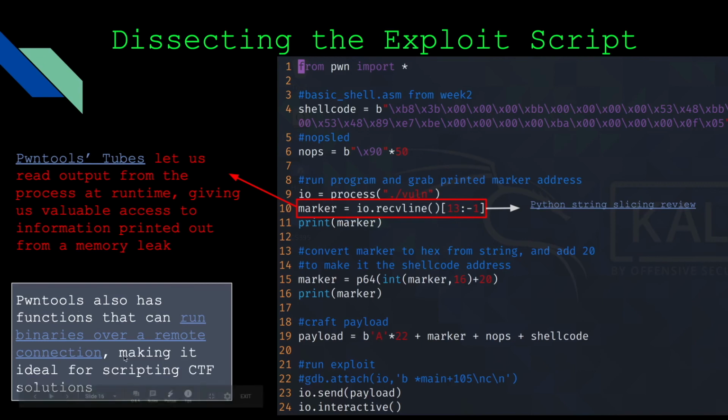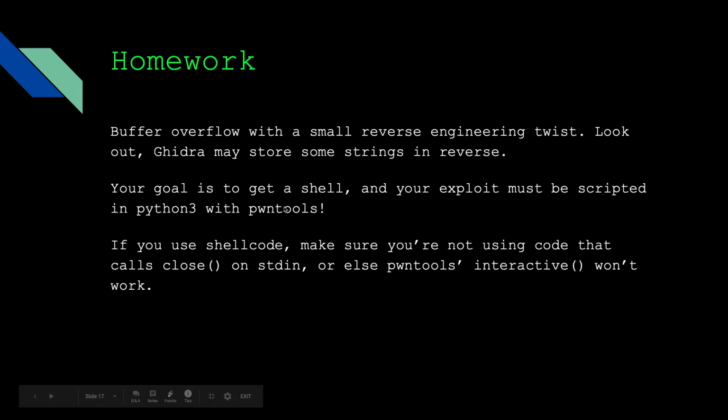Also worth noting is that I've been running everything with process. I already talked about this before actually, but you can use different variants of process to run a binary over an SSH connection or from a remote IP address. And that's what makes it so ideal for solving CTF problems, which is basically what your assignments in this class are based off of. So I think that's all I have for you today.